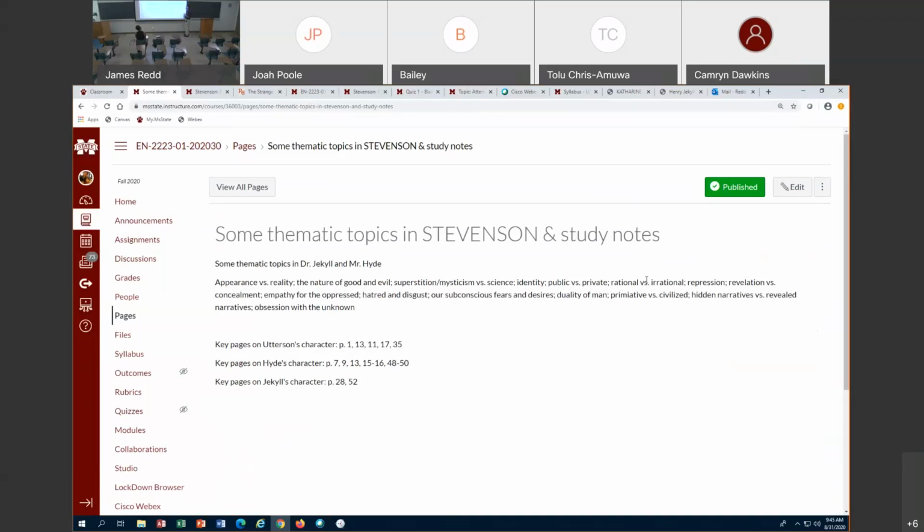Is it different? The idea of the rational versus the irrational, the idea of repression. A lot of the stuff going on in this work is going to anticipate Sigmund Freud and his work in modern psychology and his study on the interpretation of dreams, which happens around the turn of the 20th century. We're going to deal with the hatred and disgust and our subconscious fears and desires. We're also going to talk about the duality of man and the idea of the primitive versus the civilized and the obsession with the unknown.